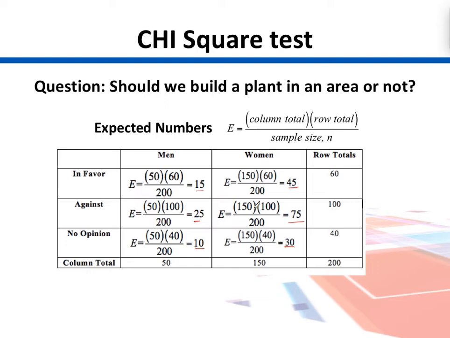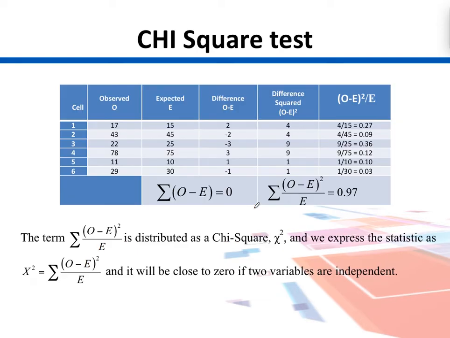So we can use the observed and expected numbers to calculate the test statistic, which we call chi-square. Here are the observed numbers, for example 17, and these are our expected numbers. We find the differences, observed minus expected. The sum of these differences is equal to 0, so we need to square them. We calculate chi-square as observed minus expected squared, divided by E, for each individual cell.